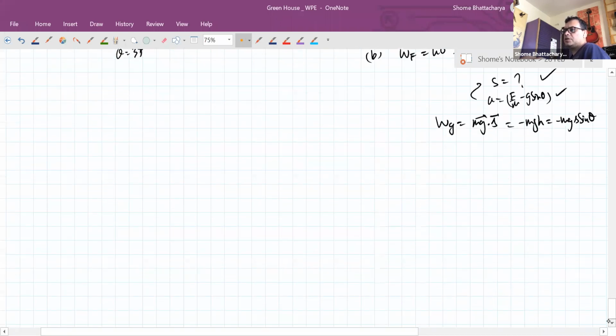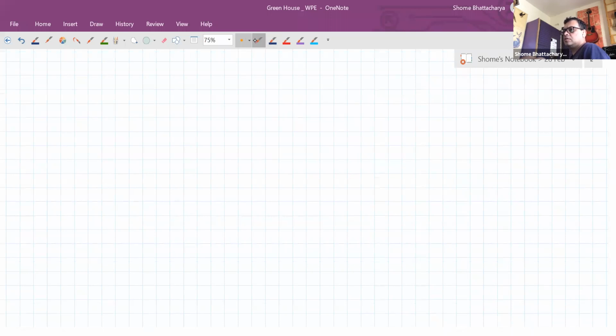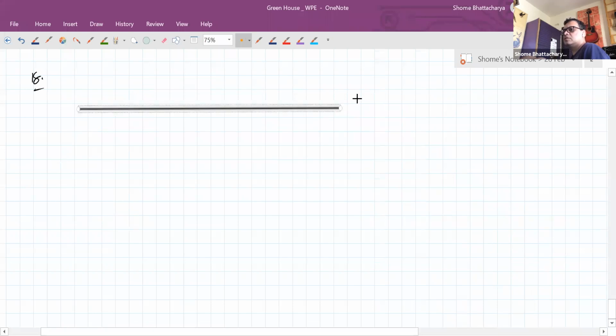Okay, let's move on to question 18. So question 18 is a simple situation. You have a rough horizontal surface on which a block is placed and given some initial velocity.